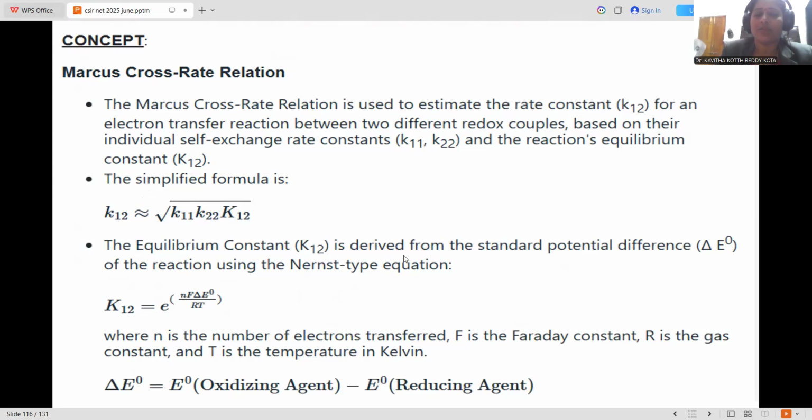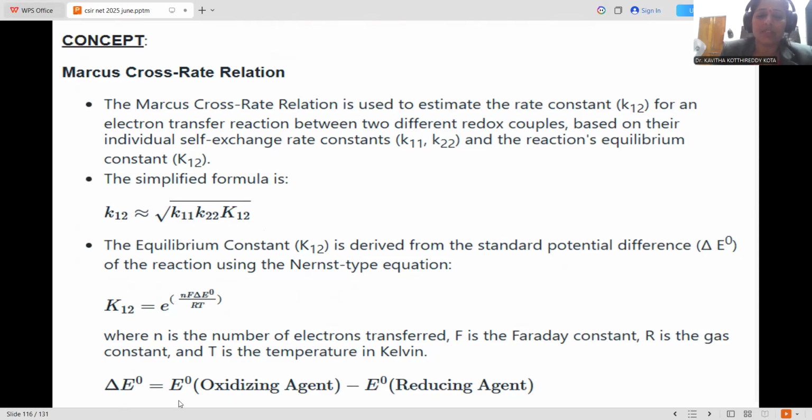The equilibrium constant K12 is derived from the standard potential delta E naught of the reaction using the Nernst equation. The equation for this K12 equilibrium constant will be e to the power nF delta E naught by RT, where n is the number of electrons transferred during the redox reaction, F is the Faraday value which is provided within the problem, R is the gas constant which is also given, and T is the temperature on the Kelvin scale.